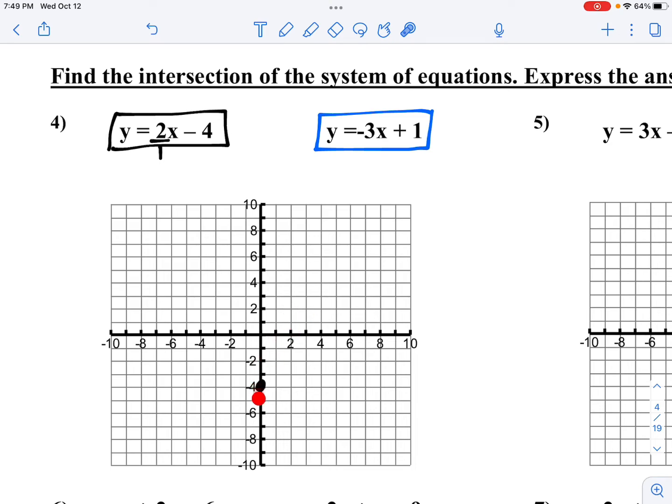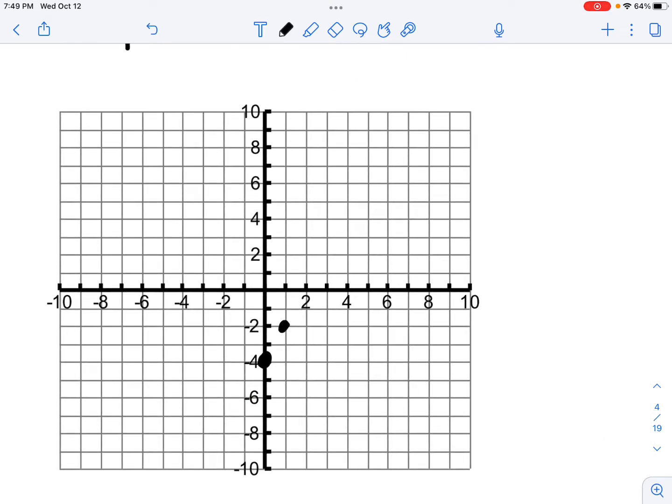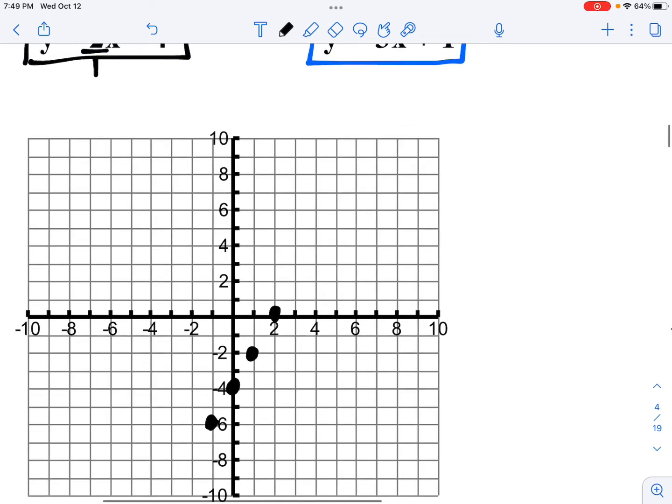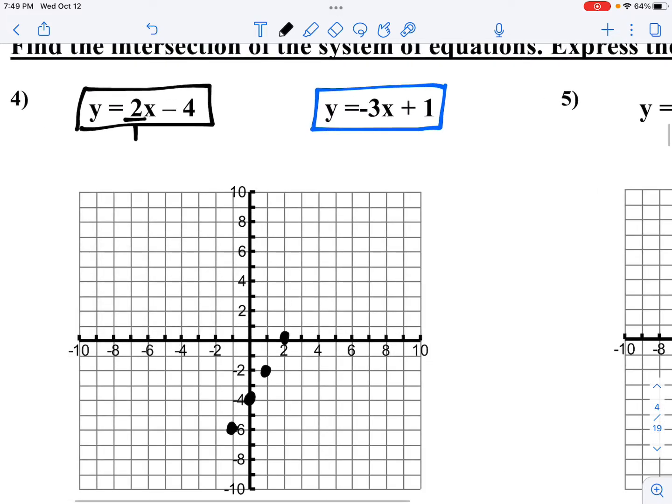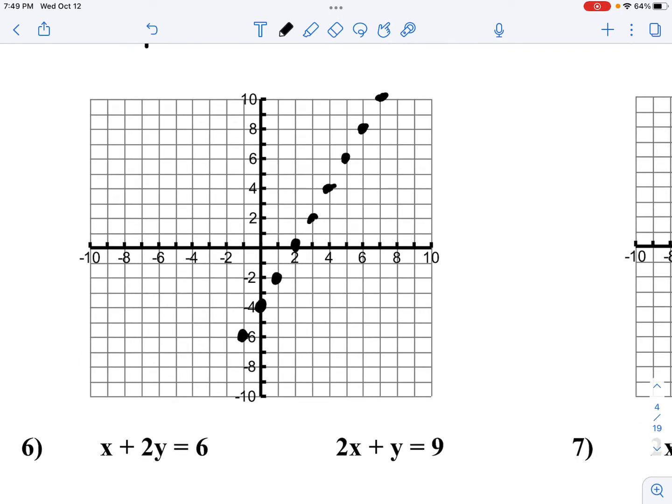You can also go down 2, left 1. So I'm going to put a couple of those dots there. Up 2, over 1. Up 2, over 1. Down 2, left 1. I will connect those. I'm going to do a couple more dots. What I was noticing in class was that maybe my suggestion would be to put more dots on your graph so that you can see exactly where the lines intersect.